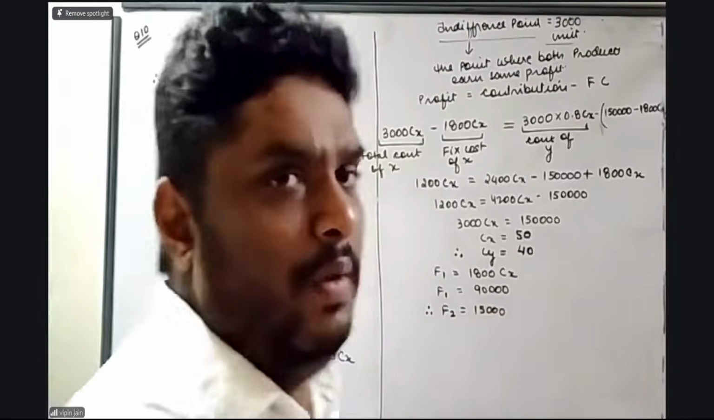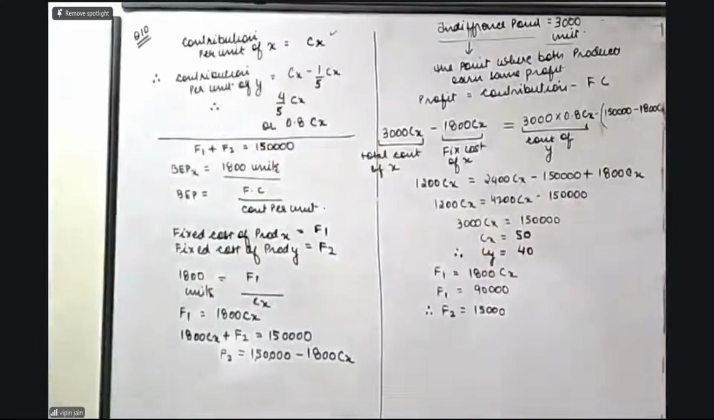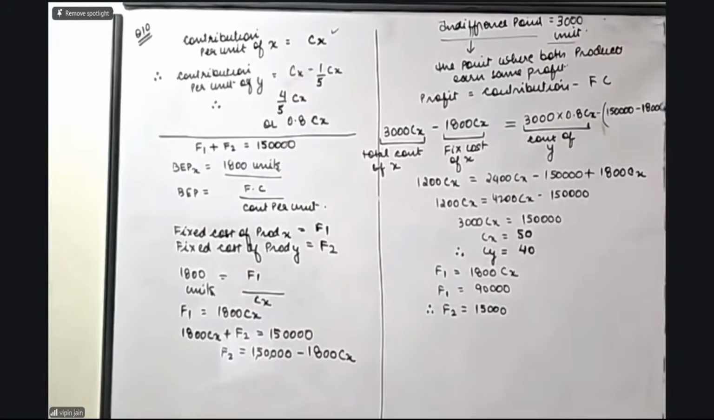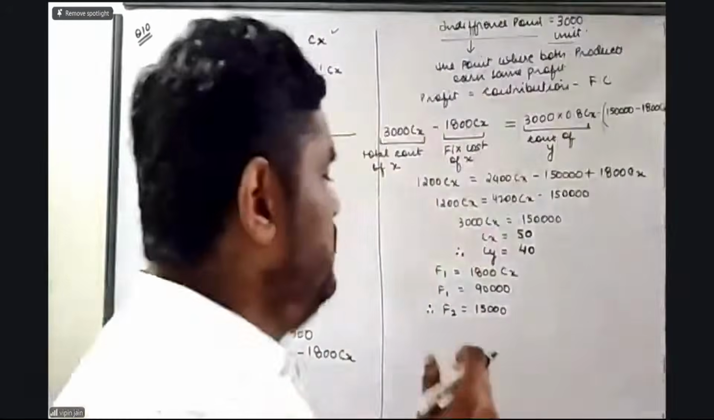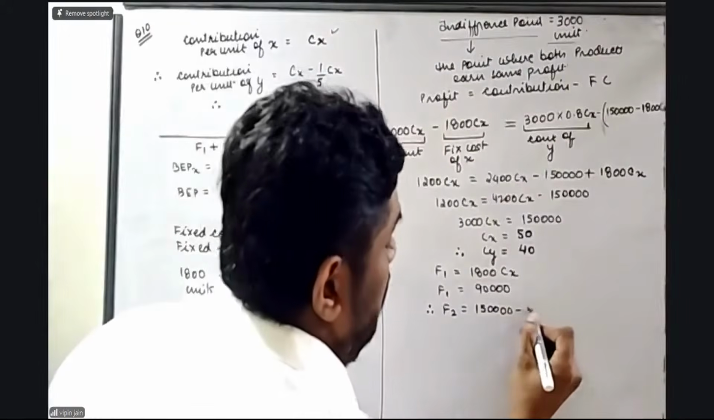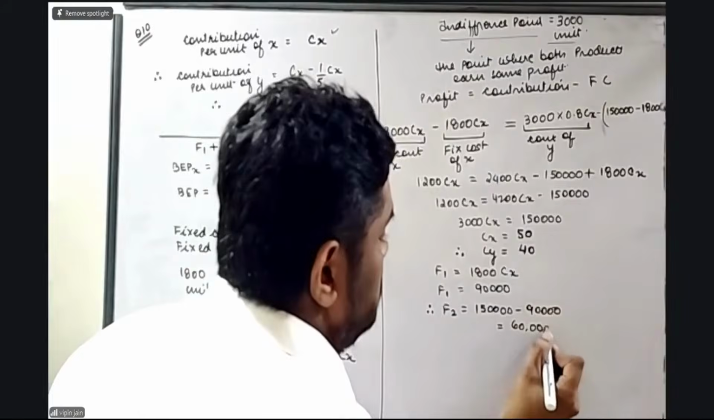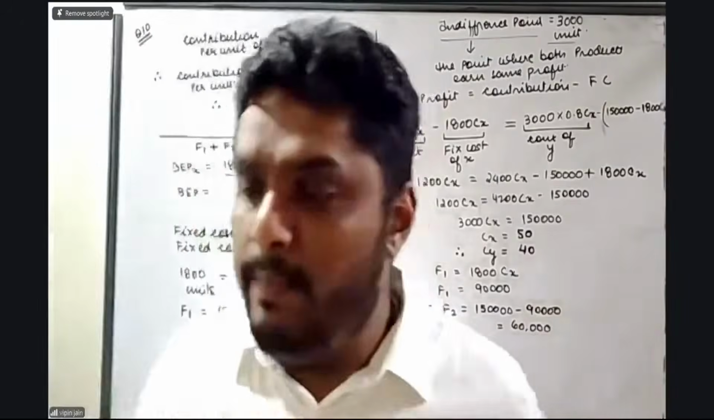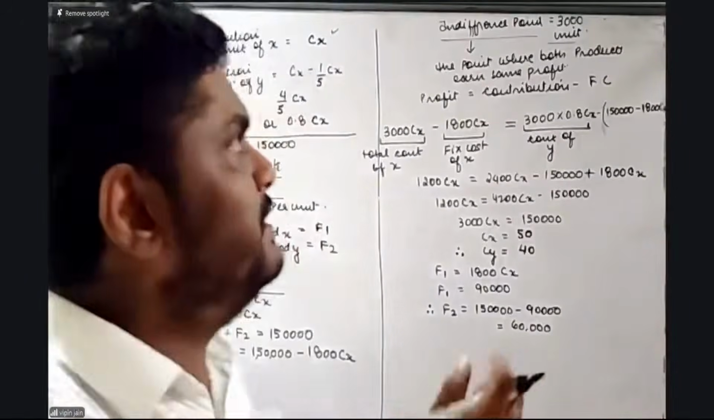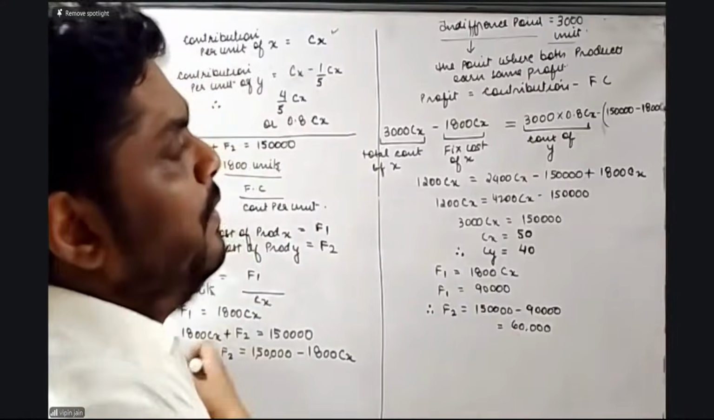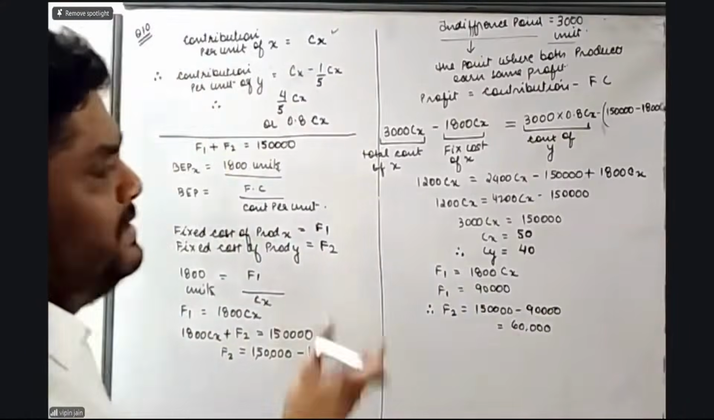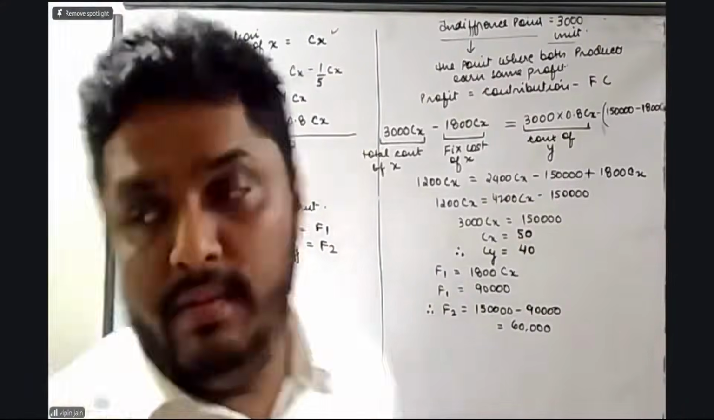Therefore, F2 will be how much? 1,50,000 minus 90,000. That is 60. So the key point was the indifference point. That is the point where both the products will earn same profit. So this is the way we have to solve this question.